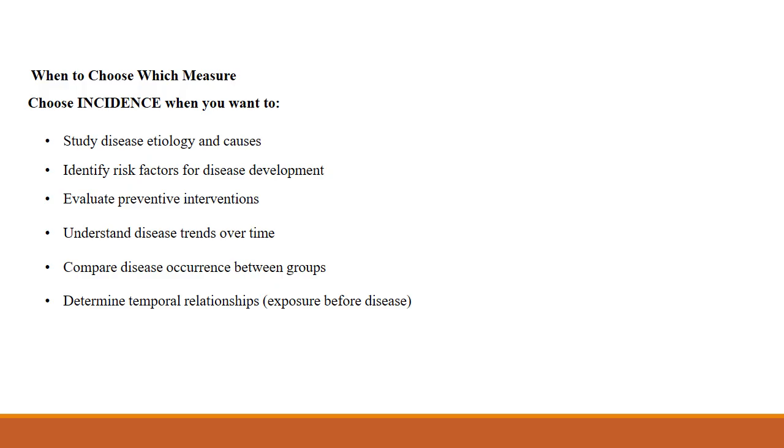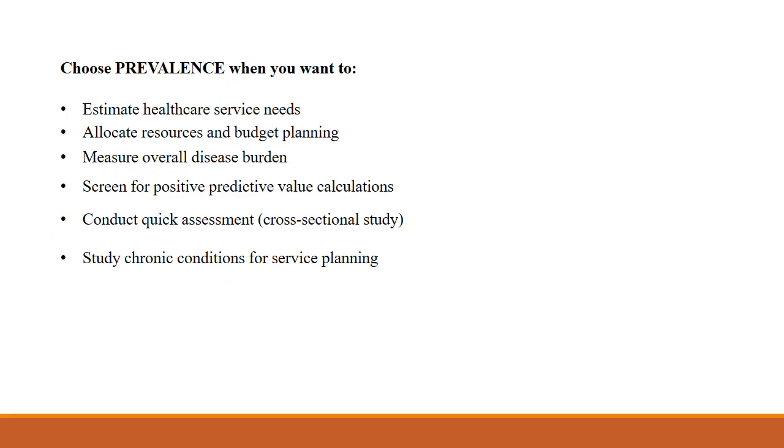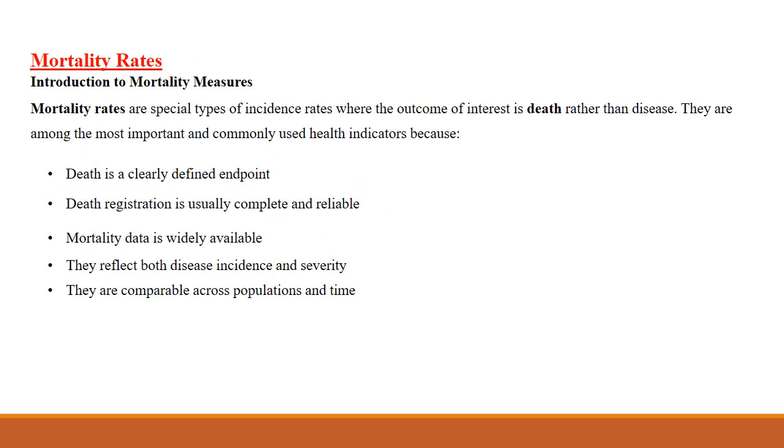Study disease etiology and causes, identify risk factors for disease development, evaluate preventive interventions, understand disease trends over time, compare disease occurrence between groups, determine temporal relation. When to use prevalence: when you want to estimate healthcare service needs, look at resource and budget planning, measure overall disease burden, screen for positive predictive value calculations, conduct quick assessments, study chronic conditions for service.